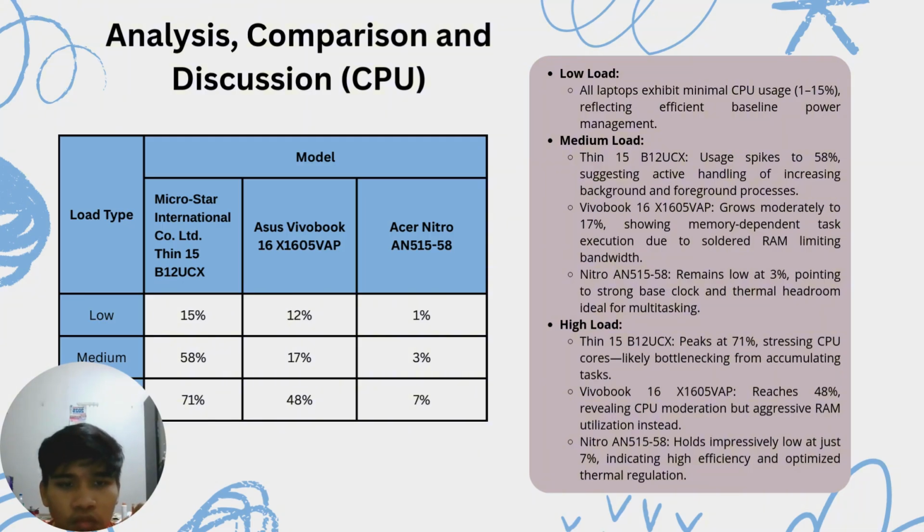The VivoBook 16 reached 48%, revealing moderate CPU use but aggressive RAM utilization instead. The Acer Nitro holds impressively low at just 7%, indicating high efficiency and optimized thermal regulation.